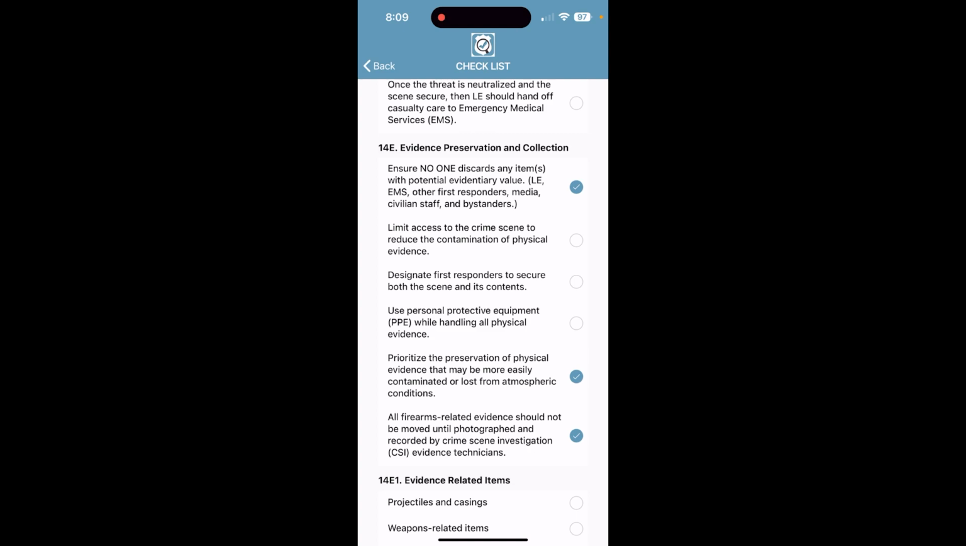So if there's evidence on the outside and it's raining and some evidence could be lost or destroyed or contaminated, that's up to law enforcement to consider. All firearm related evidence should not be moved until photographed and recorded by law enforcement. And this is a difficult thing to say because some people want to immediately make sure that firearms will not go off or etc. But it's important to try to leave them in the areas that they are in.